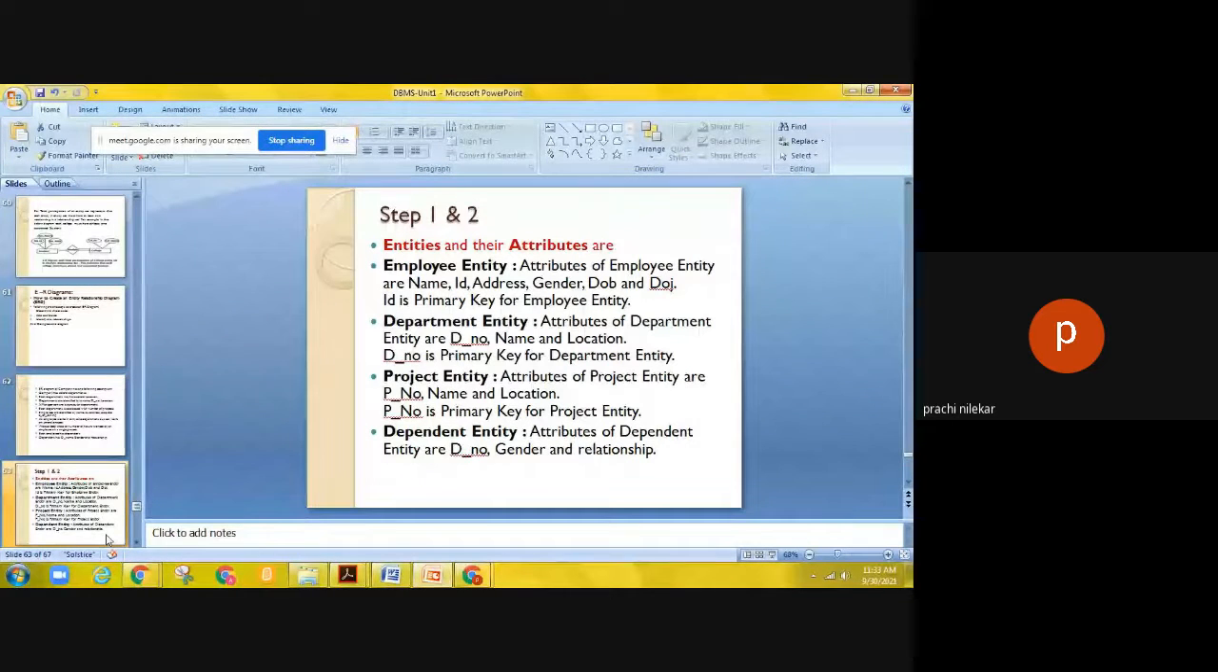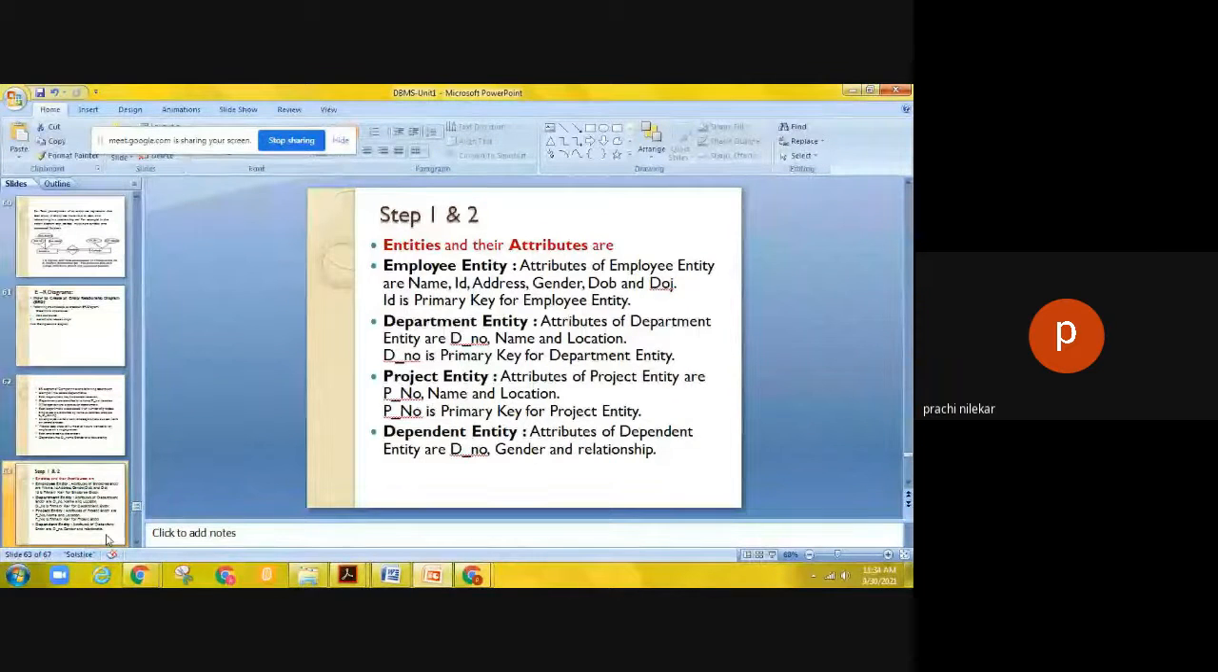Next is the department entity. Attributes of the department entity are department number, name, as well as location, and the primary key. Primary key means a key attribute which uniquely identifies that entity. Okay, we will see the key concept very well in detail in the next few coming lectures. Here, department number is the primary key for the department entity.